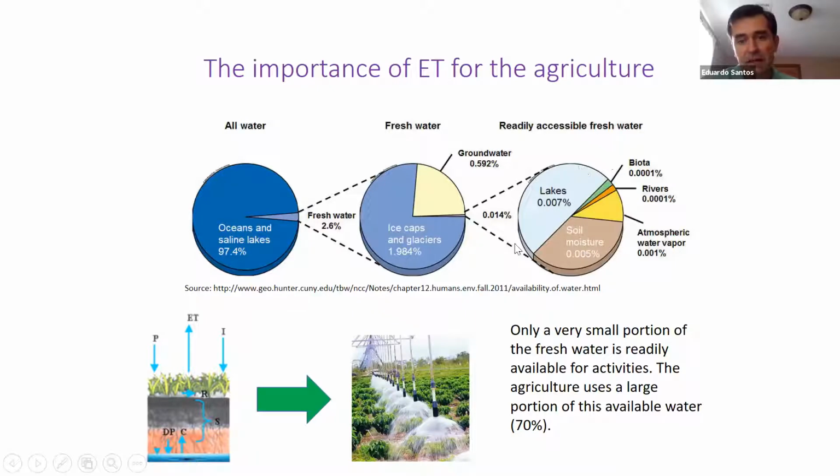Some from this readily available water is in lakes and then soil moisture. Lakes will have a little bit more water, but quite a bit of water is actually in the soil. And then you have some water in the atmosphere, water vapor. And then you have rivers and biota, which is a very, very small proportion of the total water.